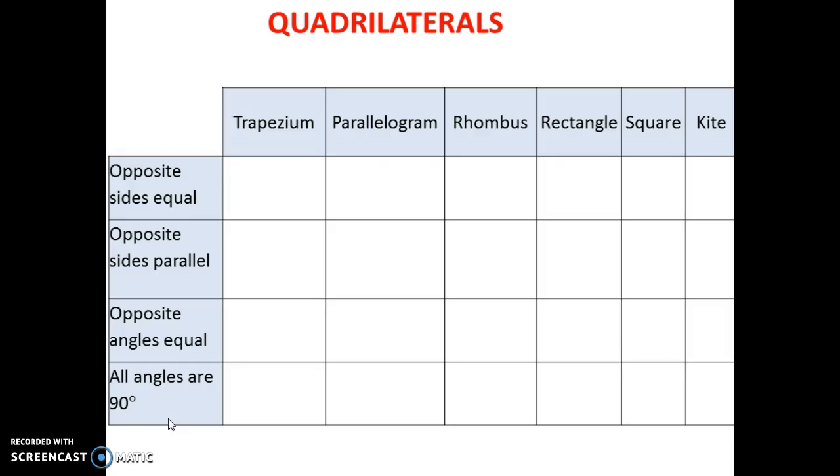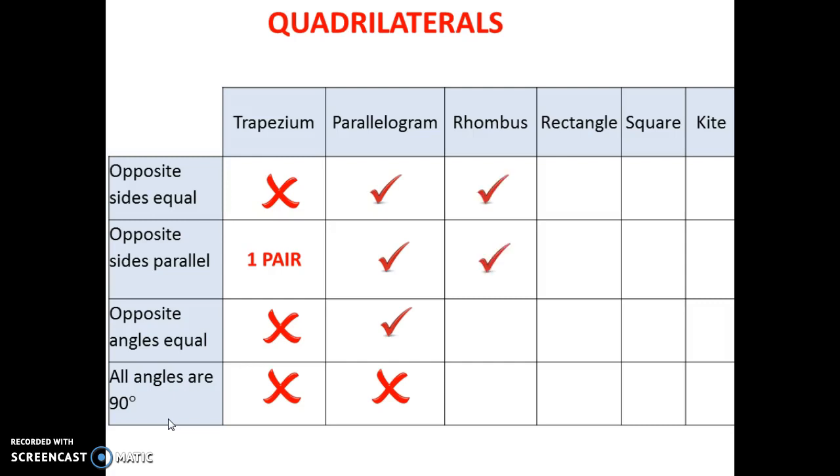Okay, so quadrilaterals, let's look at the trapezium first. Opposite sides are equal? No. Opposite sides are parallel? Well, 1 pair are only. Opposite angles are equal? No. All angles are 90? No. Our parallelogram, opposite sides are equal? Yes. Opposite sides parallel? Opposite angles are equal? Yep. And all angles are 90? No. Because if they were 90, it would become a rectangle.